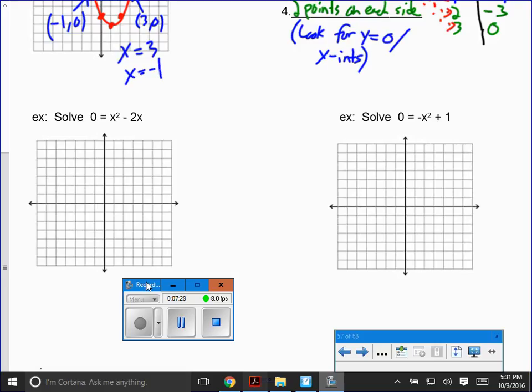So first thing I'll do is put it in standard form. Looking at this one, it looks like it's already in standard form. I have a is -1, b is 0, and c is +1.